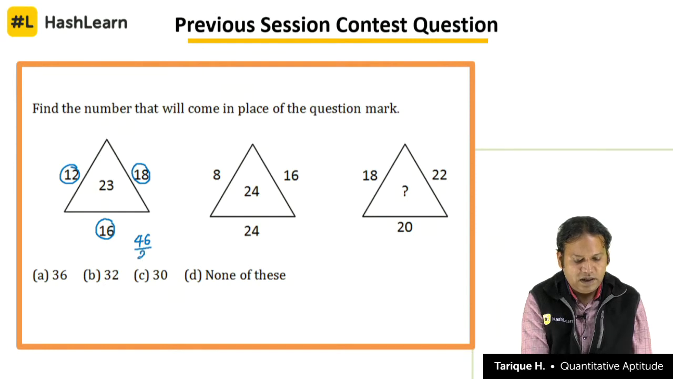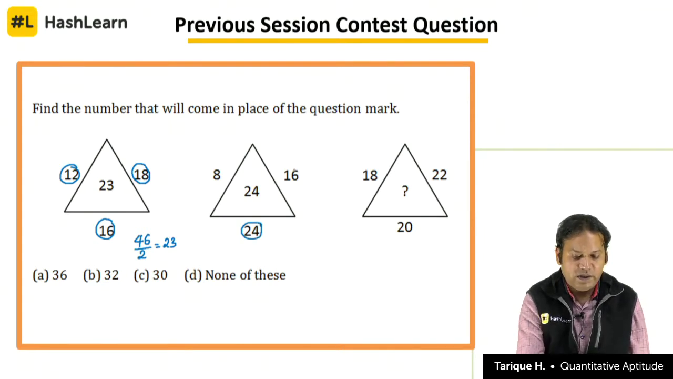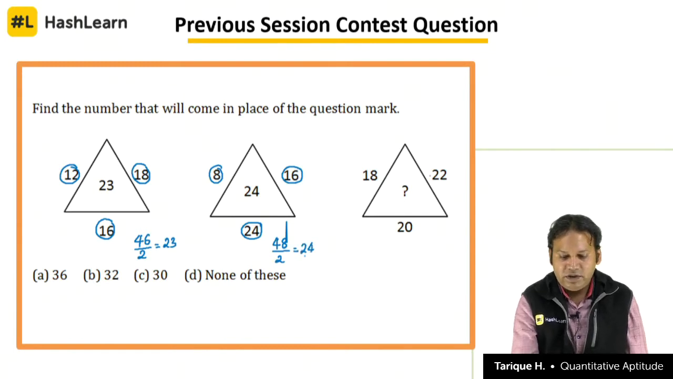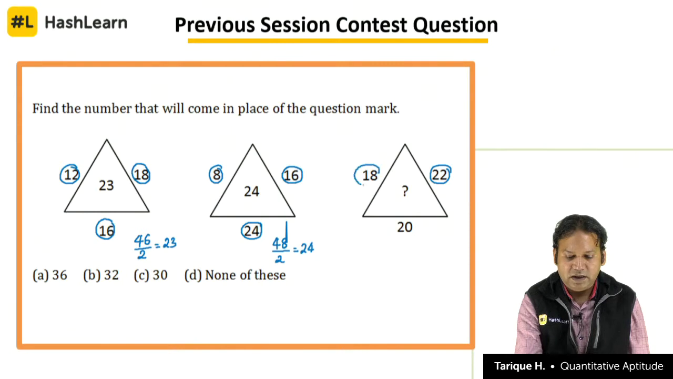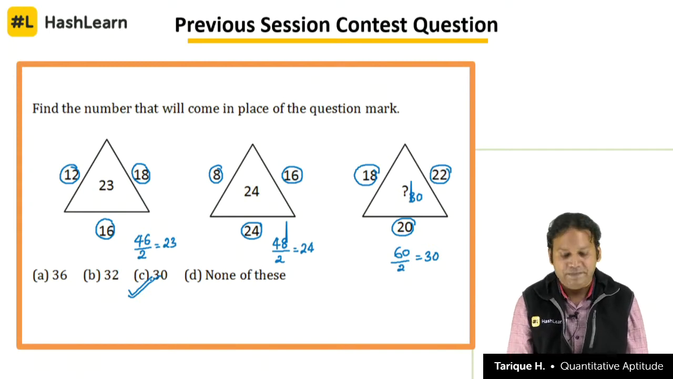And what is the half of 46? 23. That's how we get this number. Same thing you can check here. 24 plus 16 that is equal to 40, 40 plus 8, that is 48, and half of 48 is equal to 24, and you see here 22 plus 8, that is 40, plus 20, 60, half of 60 is equal to 30. So what number should come here? 30 should come here. So the answer for this question is answer option C, that is 30.